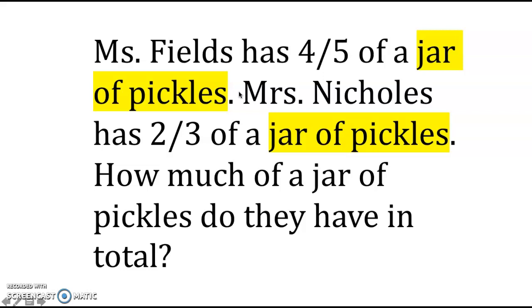First step, I'm going to be looking at the fractions. Right after them, I'm going to be seeing if there's a unit associated with them. So in this first part of the word problem, I'm seeing that I have 4/5 of a jar of pickles. So that fraction is associated with a jar of pickles. I only have 4/5 of one. And then I'm looking at Miss Nichols, and she has 2/3 of a jar of pickles.